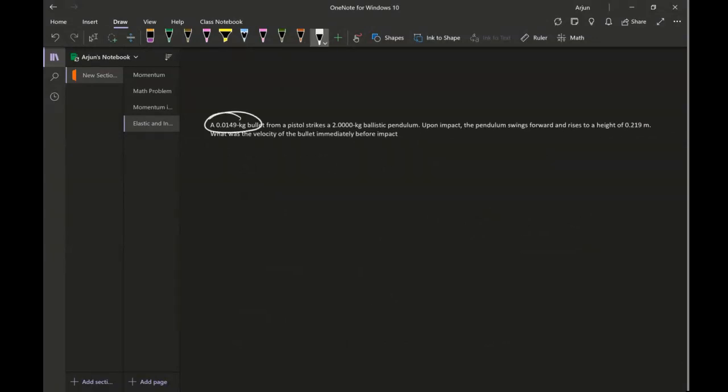A 0.0149 kg bullet from a pistol strikes a 2 kg ballistic pendulum. Upon impact, the pendulum swings forward and rises to a height of 0.219 meter. What is the velocity of the bullet immediately before the collision or before impact?